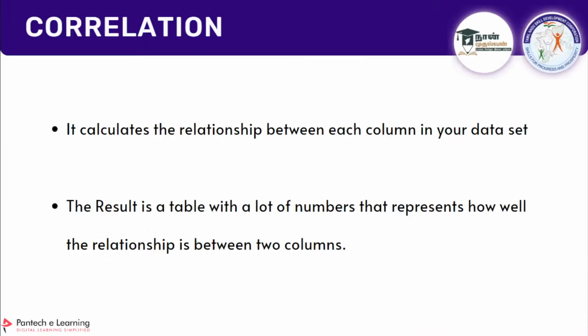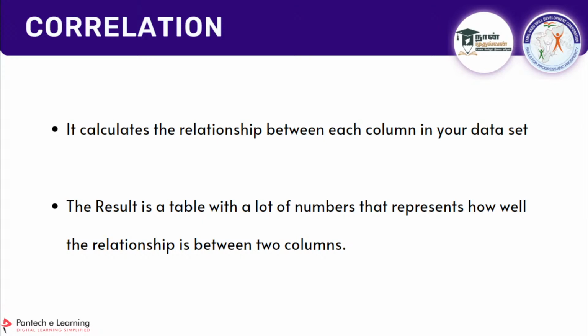And the next thing is correlation. So what is a correlation? It calculates the relationship between each column in your data set. So you are having multiple columns, and if you want to find the relationship between one column and the other column, how one column depends on the other column.